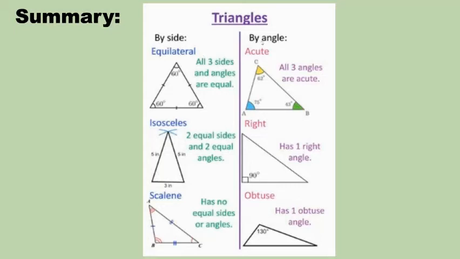For the triangles by angle, we have the acute triangle, where all angles are acute, meaning all angles are less than 90 degrees. We also have the right triangle, which is the easiest to remember because it has a right angle. The obtuse triangle has one obtuse angle, meaning that it has one angle that is greater than 90 degrees.